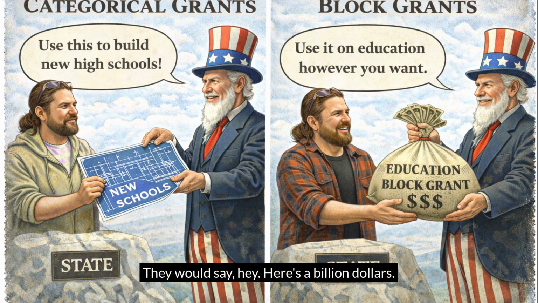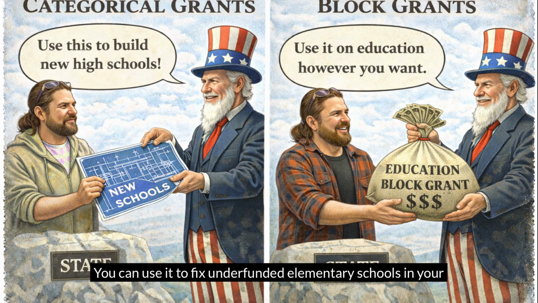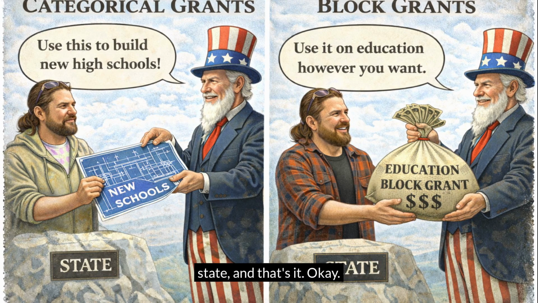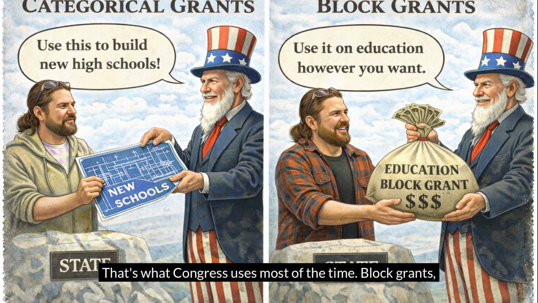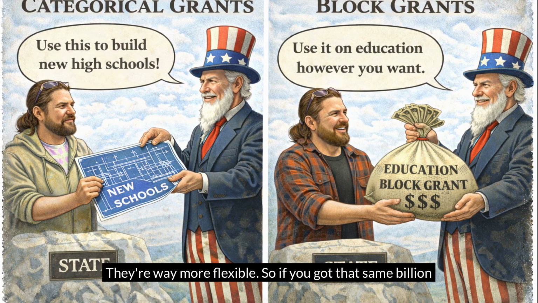They would say, hey, here's $1 billion. You can use it to fix underfunded elementary schools in your state, and that's it. Okay, that's what Congress uses most of the time. Block grants, that's the other one. They have some limitations. They're way more flexible.